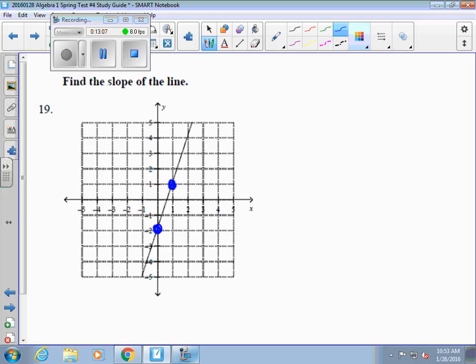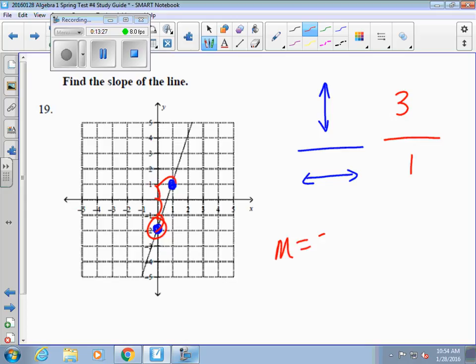So remember, slope is how many times you go up or down, how many times you rise, over how many times you go left or right. So if you start here, if you go up 1, 2, 3 times, up 3 times is +3. And you go to the right 1 time, that's +1. So your slope for this equation, you don't need to write anything as over 1. It's simply 3.